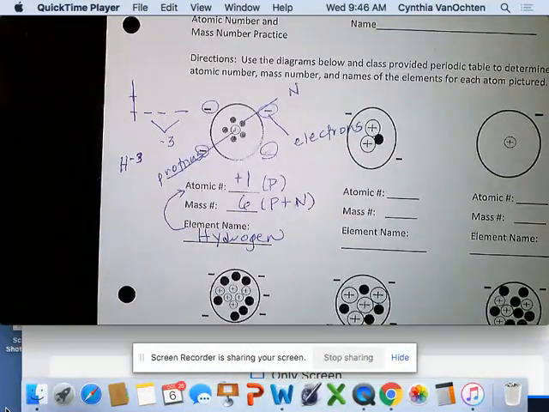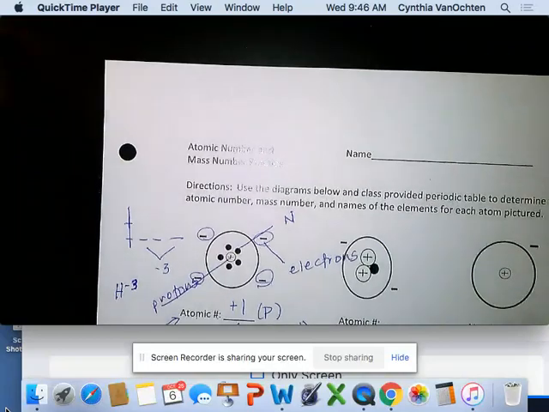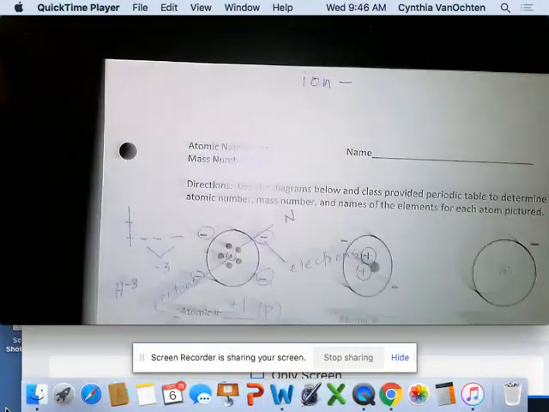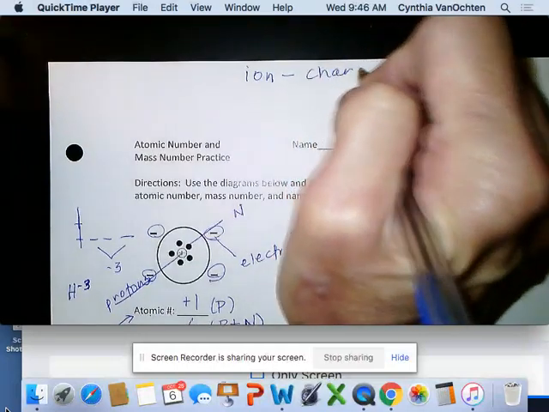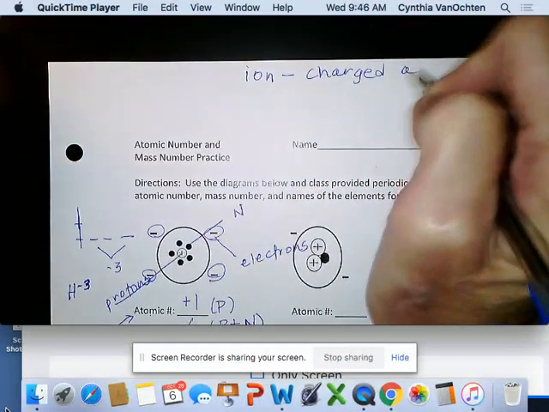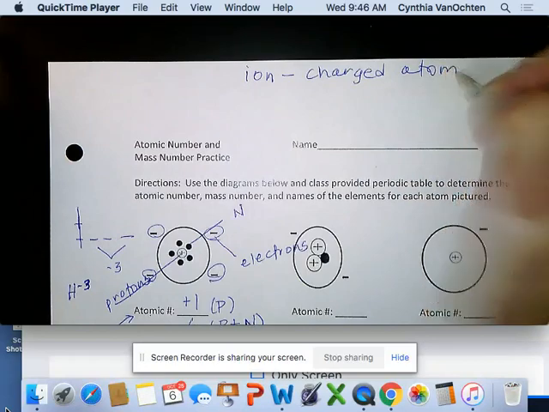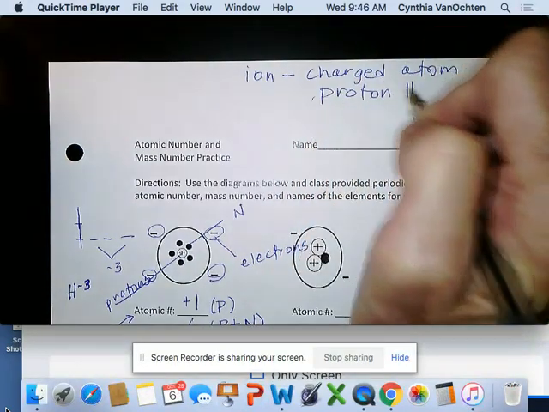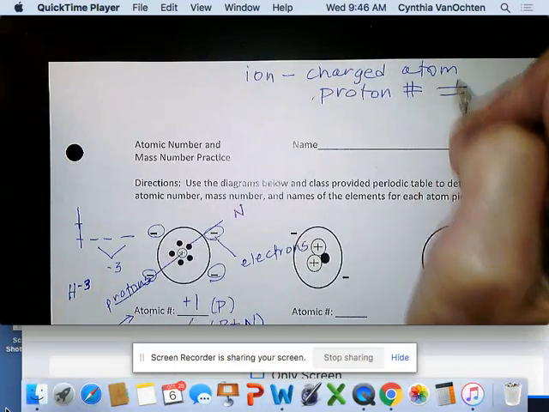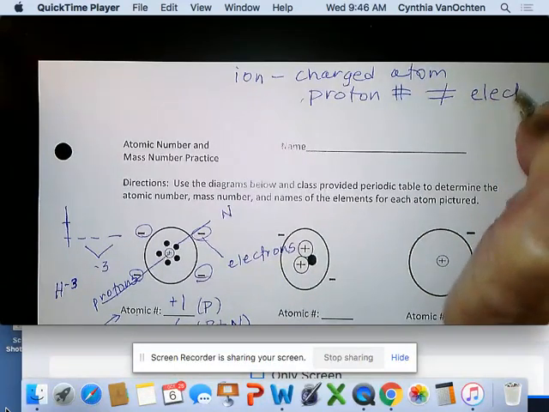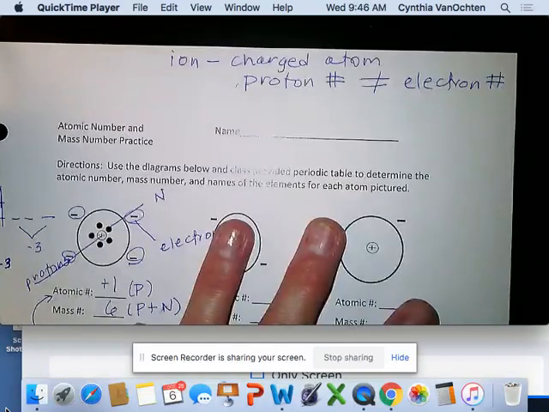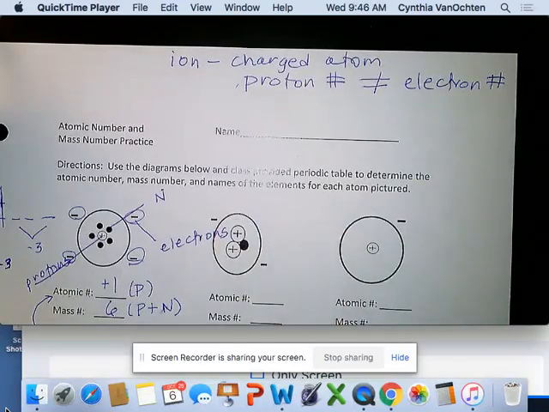So this is what we call, and I'm going to go ahead and write this up here, and I want you to add it to your notes. An ion is a charged atom, and this happens when the proton number is not equal to the electron number. So you have more positives than you do negatives, or you have more negatives than you do positives.